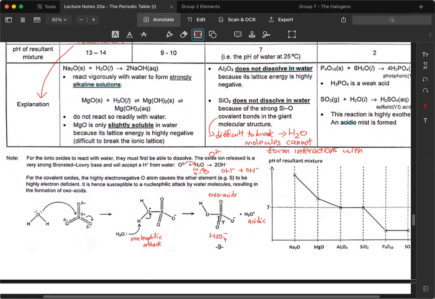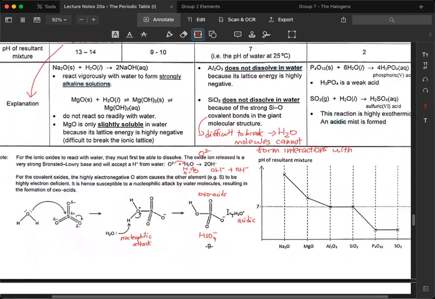And from the oxo acid, another water molecule can carry out nucleophilic attack on one hydrogen to remove the H from here to form the HSO4 minus and H3O plus, making it acidic. HSO4 minus, yeah, correct.